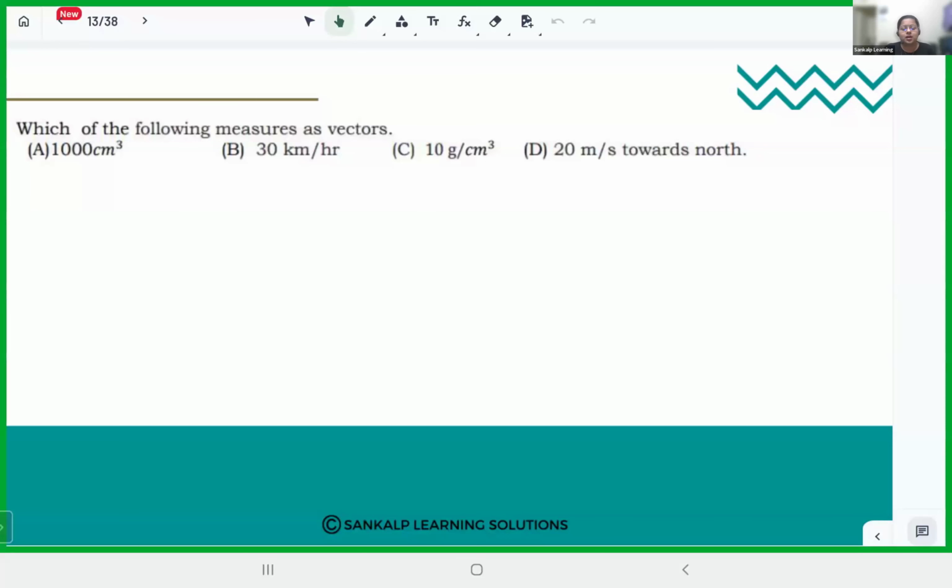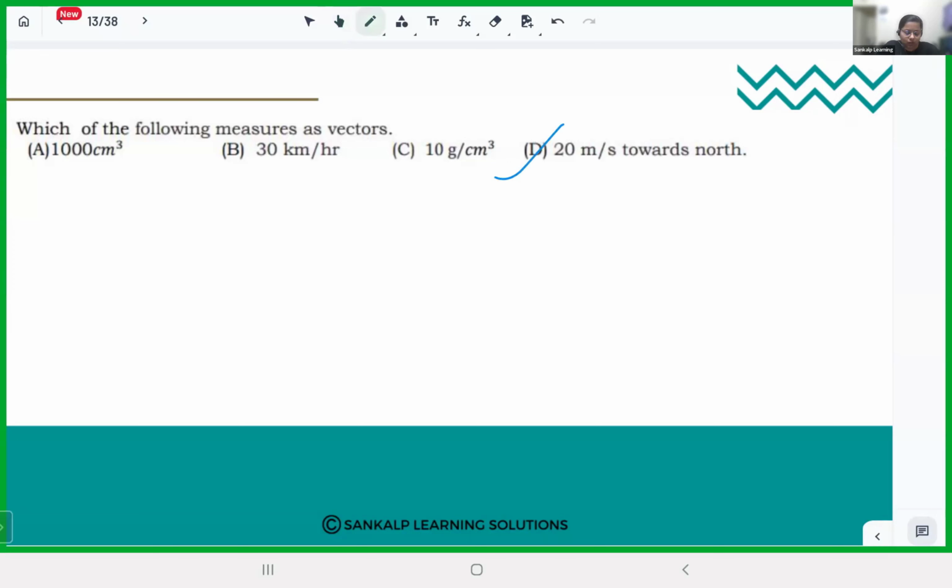No. And now the third option, C, is 10 gram per centimeter cube. That is also a scalar quantity, isn't it? And what about option D, 20 meter per second towards north? Here you can see that it has magnitude as well as direction. Towards north means the direction is mentioned there, and the magnitude is 20 meter per second. So it has both magnitude and direction. So which is the vector quantity in the first question? It is nothing but option D, 20 meter per second towards north. So this is our answer.